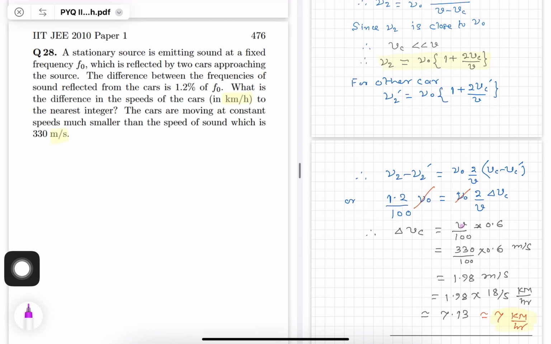And if we place V in meter per second, we will get the difference in velocity in meter per second, but we have to find it in kilometer per hour. Once I also made a mistake here, I approximated it as 2, but the answer is to be in kilometer per hour. So at this stage, multiply by 18 by 5, because we know that 1 meter per second is 18 by 5 kilometer per hour. And this one should be remembered. And this will come out to be approximately 7.13, so it will be approximated to 7 kilometer per hour, right?